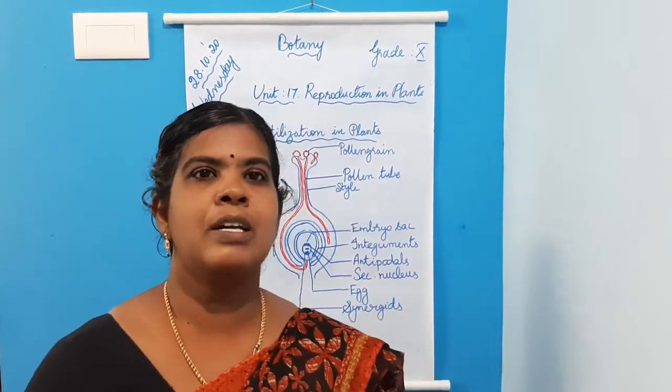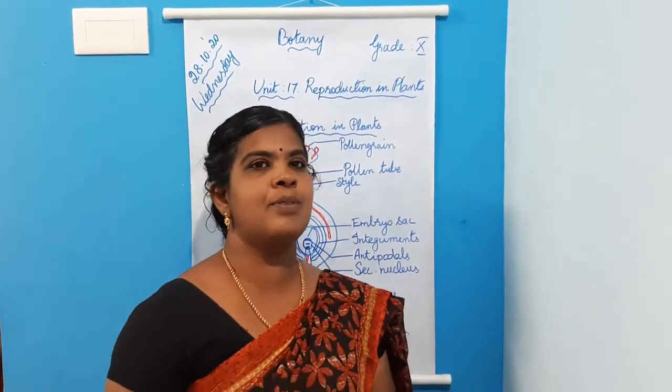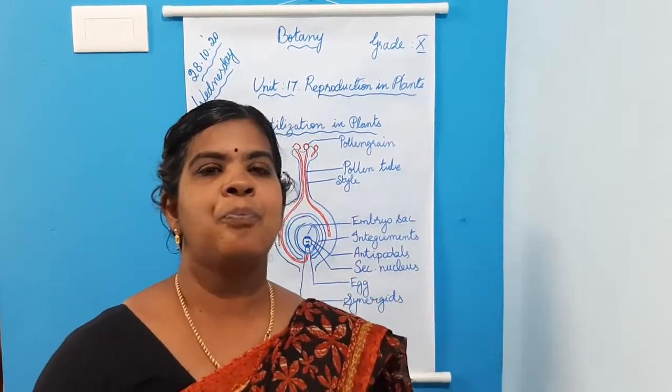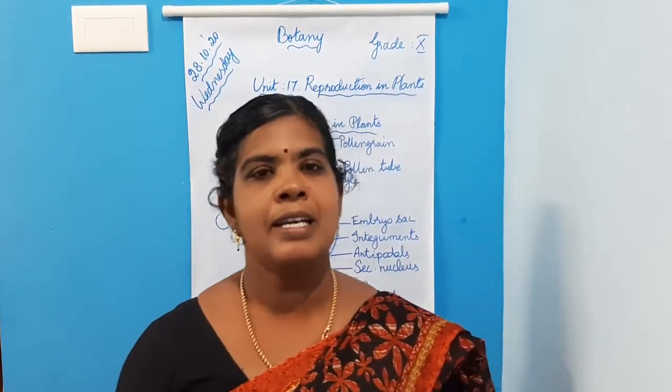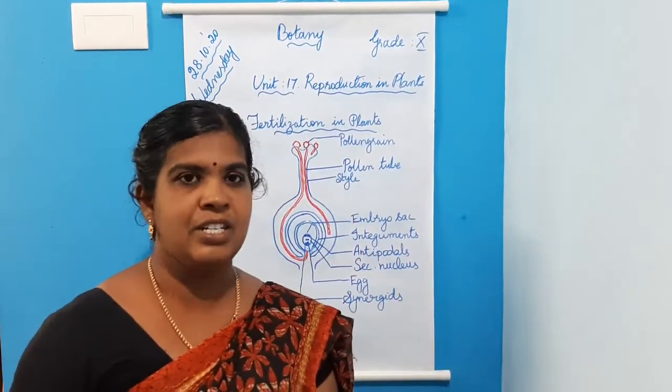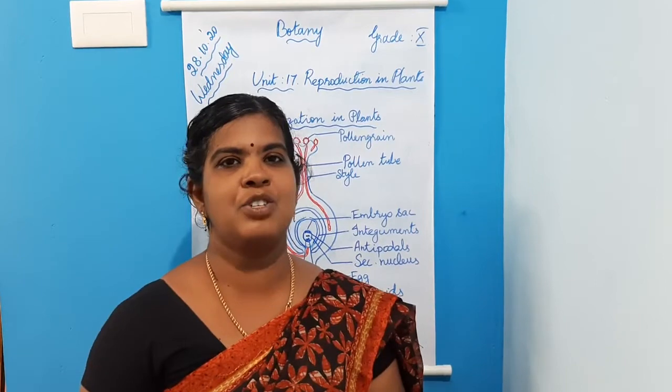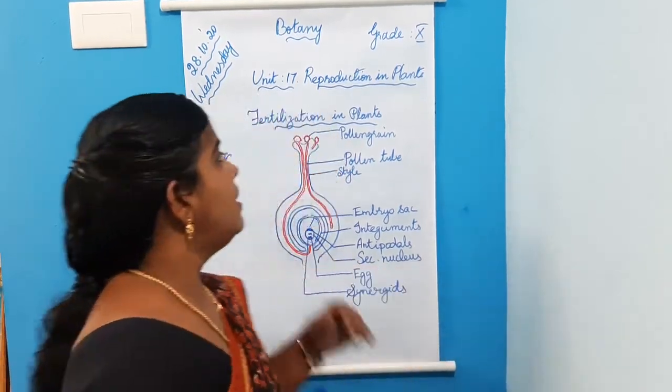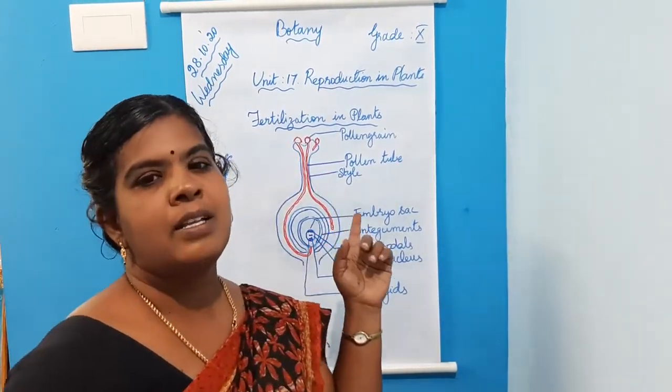Today, you are going to learn about the second process, that is fertilization. There are two processes involved in sexual reproduction in flowering plants. The first process is pollination, the second one is fertilization, isn't it, mom? Okay, listen, this is fertilization in plants.